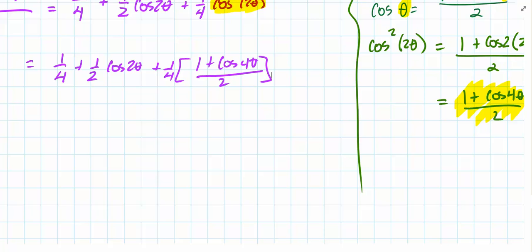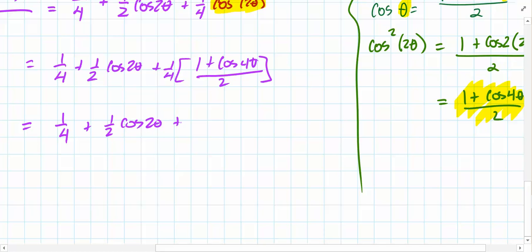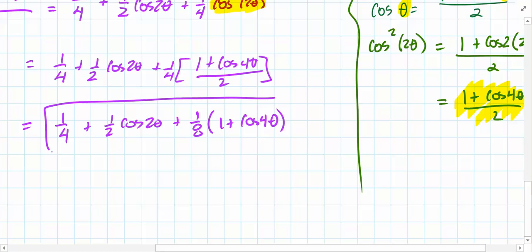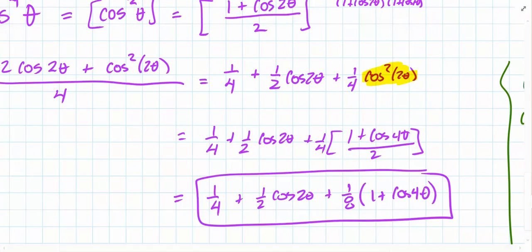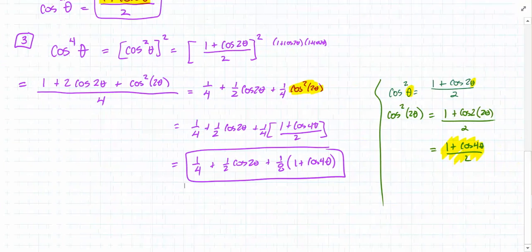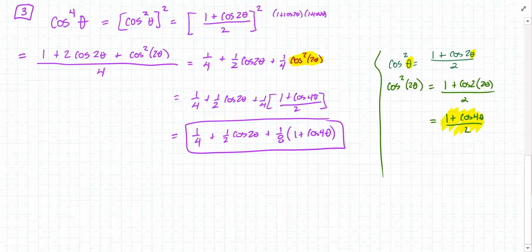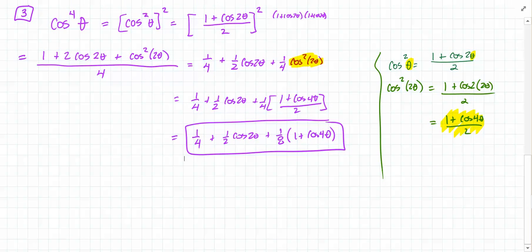We are almost done. The last thing that I do is bring that 2 out. So 1/4 plus 1/2 cosine 2 theta plus 1/8 times 1 plus the cosine of 4 theta. So check that out, you guys. There is no term in our new expression that has a degree higher than 1, and that is what we were asked to do. So I'll shrink this down so we can see the whole problem. And actually, there it is. It's not that bad from start to finish.